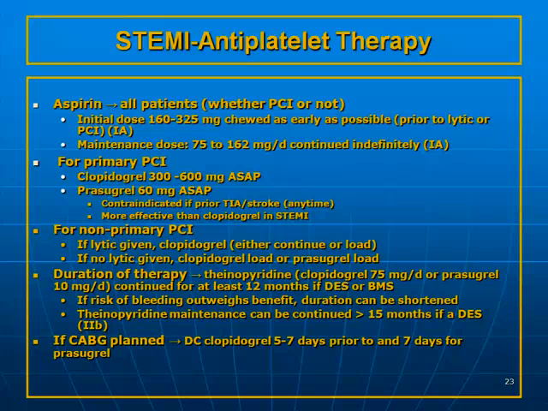And again, I want to emphasize the point that if you're on a thienopyridine, either prasugrel or clopidogrel, and CABG is planned, for clopidogrel, you have to wait 5 to 7 days. For prasugrel, 7 days. If not, the risk of bleeding is substantially higher. So that is a consideration in patients that need to go to coronary artery bypass graft surgery.